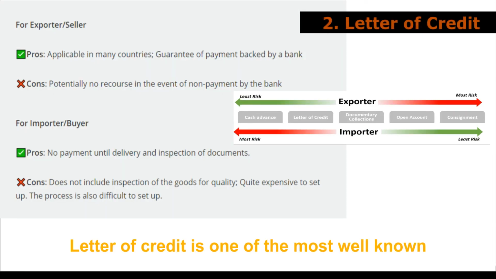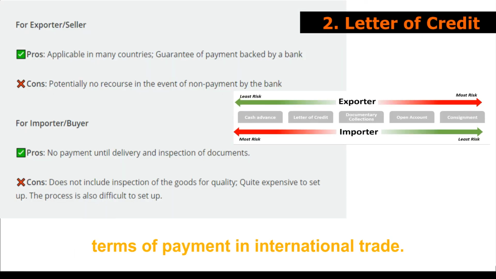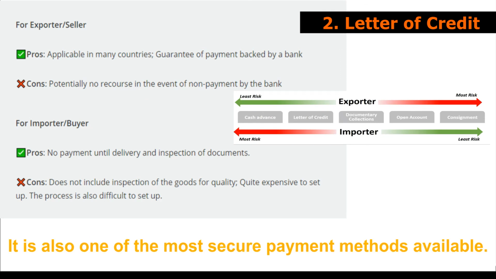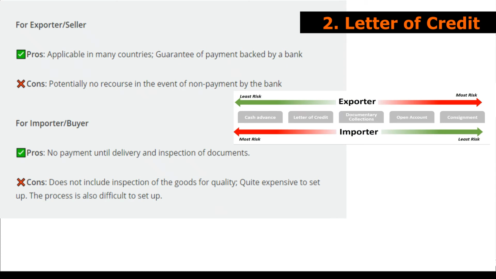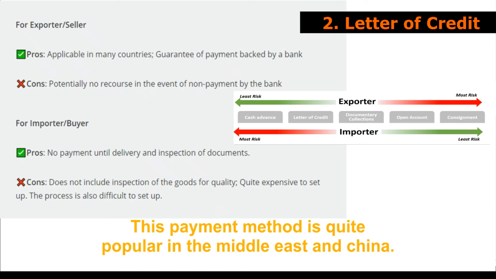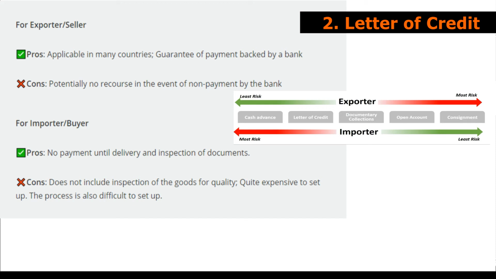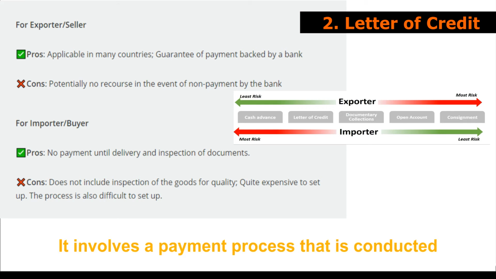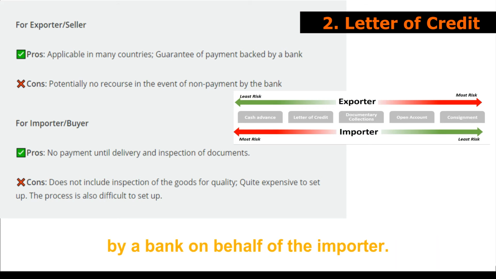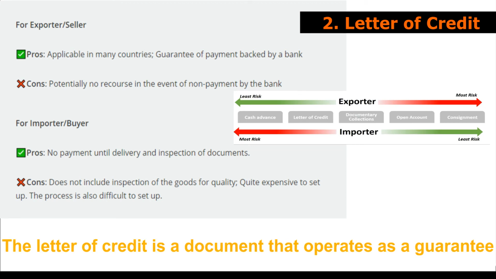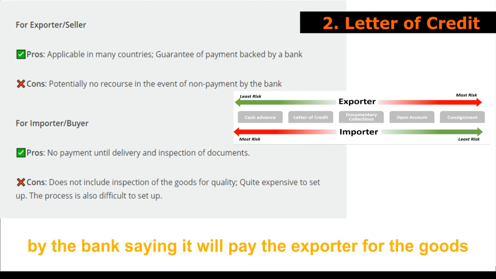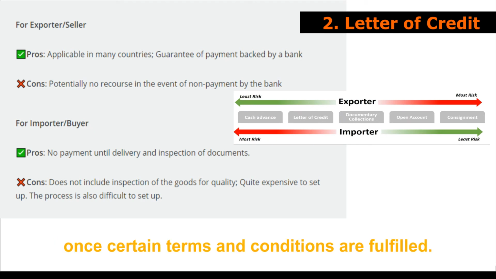Letter of credit is one of the most well-known terms of payment in international trade. It is also one of the most secure payment methods available. This payment method is quite popular in the Middle East and China. It involves a payment process that is conducted by a bank on behalf of the importer. The letter of credit is a document that operates as a guarantee by the bank saying it will pay the exporter for the goods once certain terms and conditions are fulfilled.